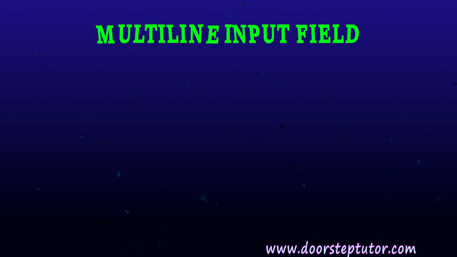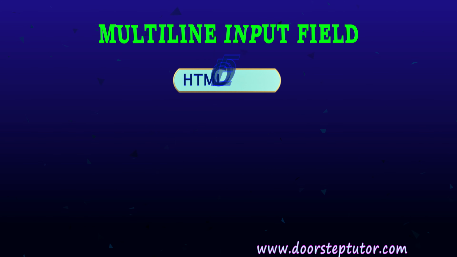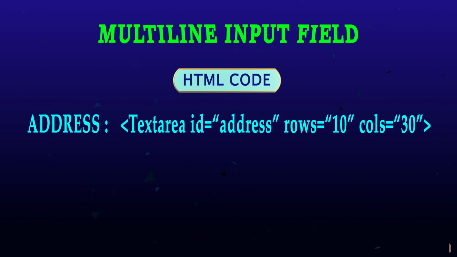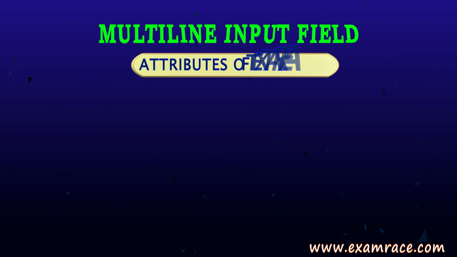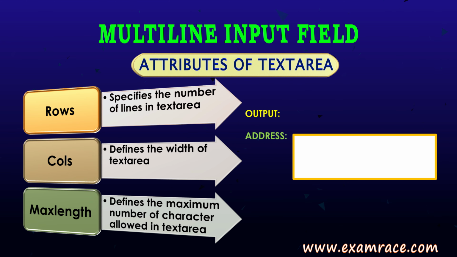So let's move to our next slide. It is about multi-line input field. Multi-line input field means that if in case we want to have multiple lines from the user, then we can use the input field as multi-line, that is the text area. Here we can give various attributes like ID, rows and columns. ID means the unique name of this particular control. Then one very important attribute is rows and cols. It means the number of rows and the number of columns we need to provide.